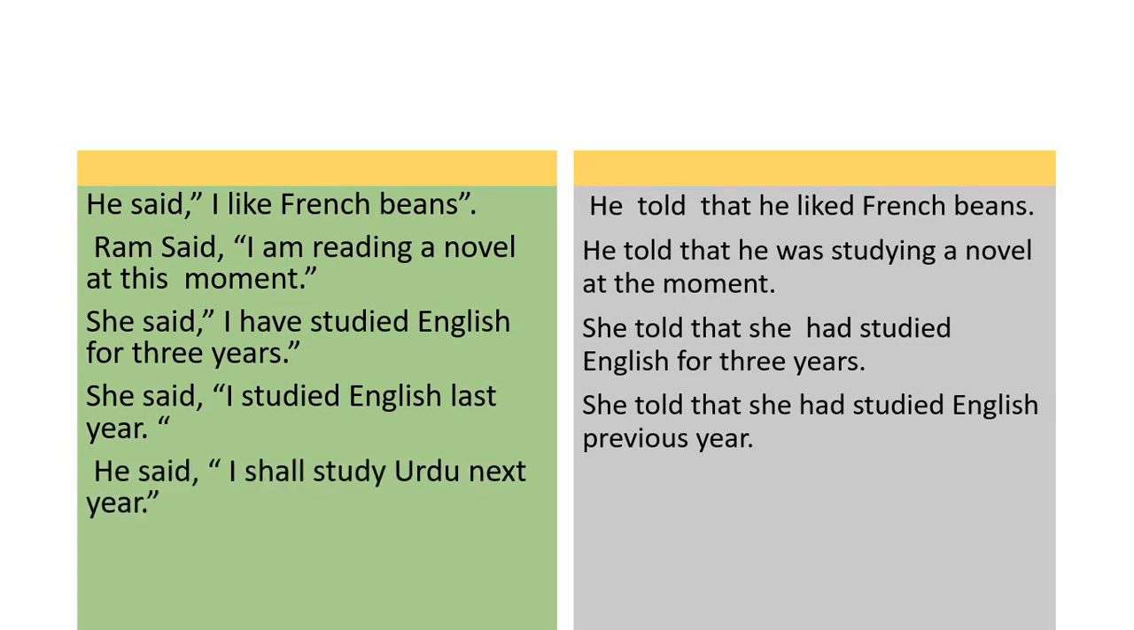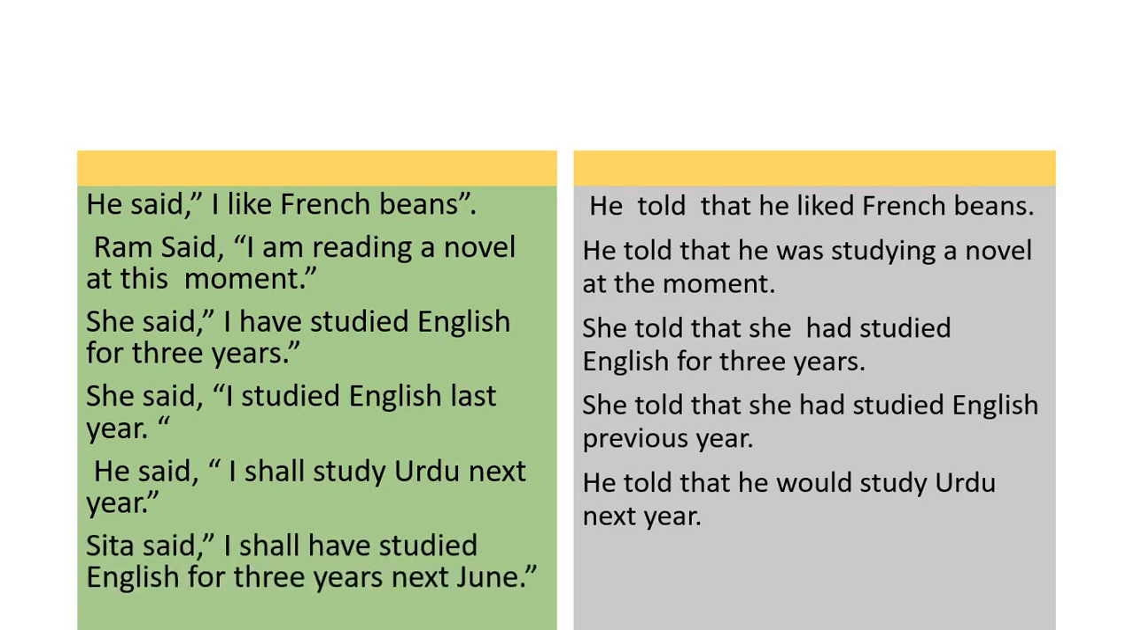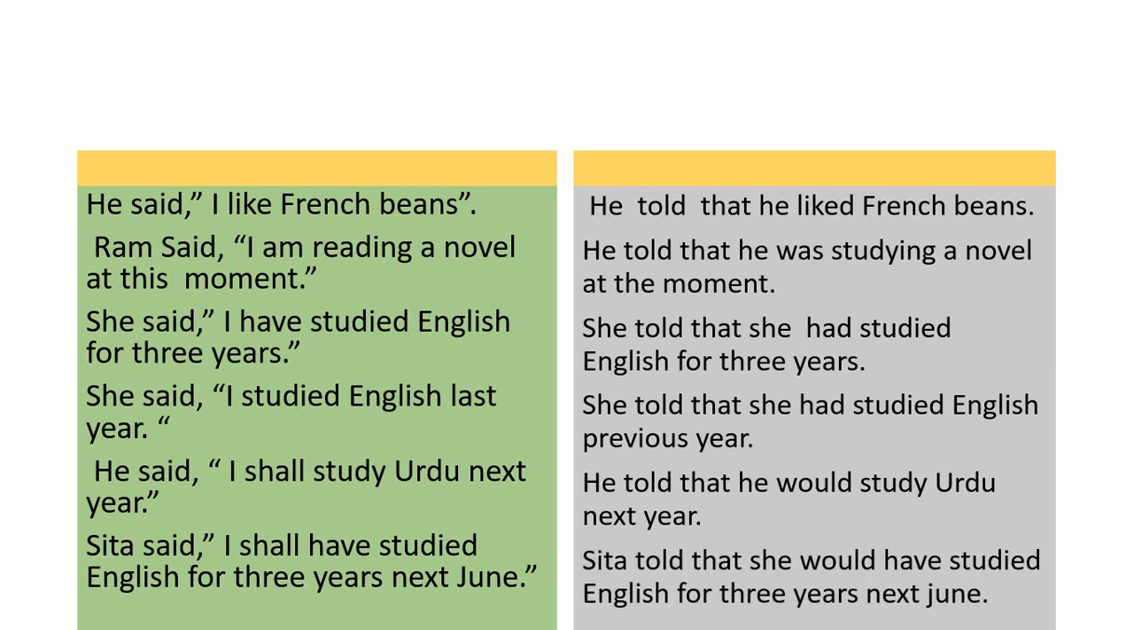Then he said, I shall study Urdu next year, and it will change into indirect in this manner. He told that he would study Urdu next year. Then Sita said, I shall have studied English for 3 years next June, and it will convert into indirect in this manner. Sita told that she would have studied English for 3 years next June.